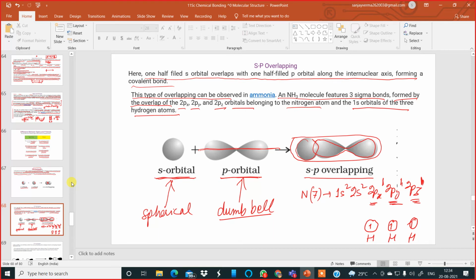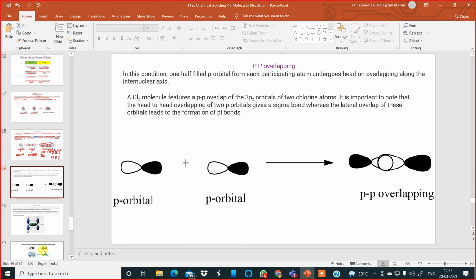So they overlap, and that is how the ammonia molecule is formed, leaving one electron lone pair. This is the lone pair which is present on the s orbital, s subshell. Am I clear? SP overlapping. Am I clear with the SP overlapping? Yes, sir. Okay. Now let us have a look at the next overlapping.